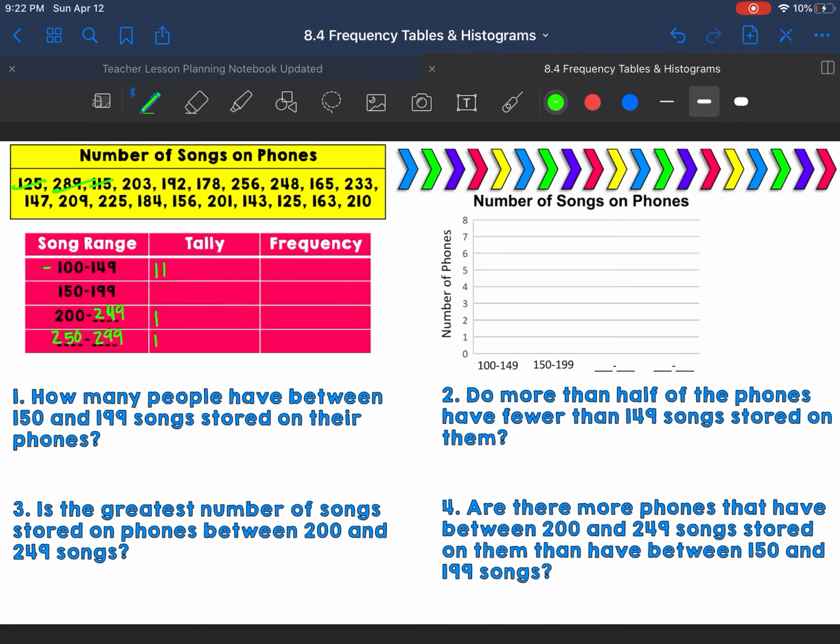So 289 falls here, 115 is here, 203 is here, 192 would be there, 178 is here, 256 would be here, 248.